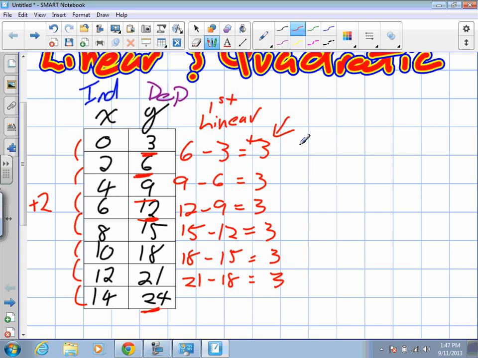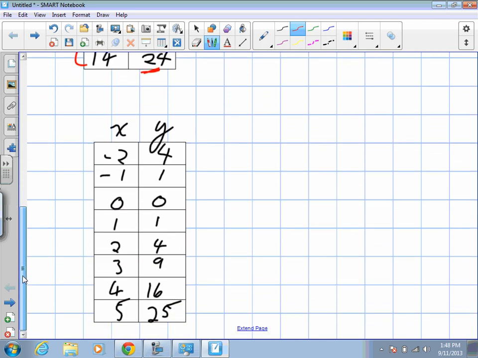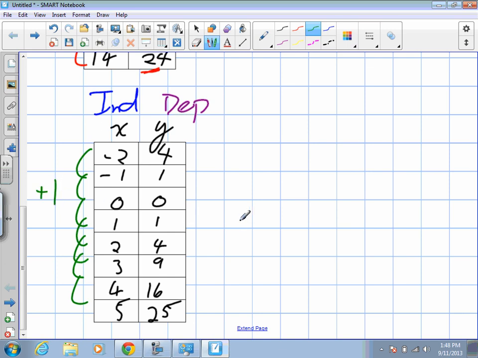How do we know it was linear again? Because the first differences were all the same. Okay, so let's go down to the second example. This is our independent and our dependent. We need to check if the independent is changing by the same amount. Is it changing by the same amount every time? What's it changing by? Positive 1. Good, so it's going up by 1 every time. We know it's consistent, the independent variable. That's great. So we take first differences of the dependent.